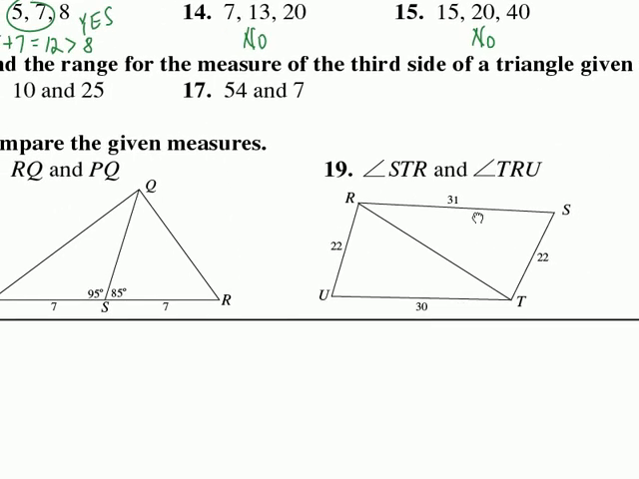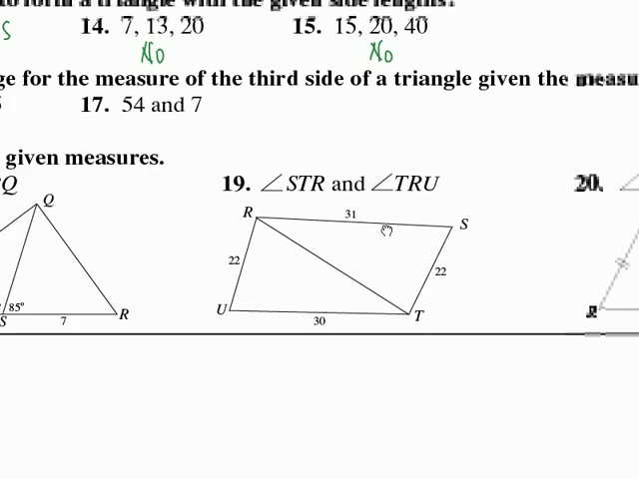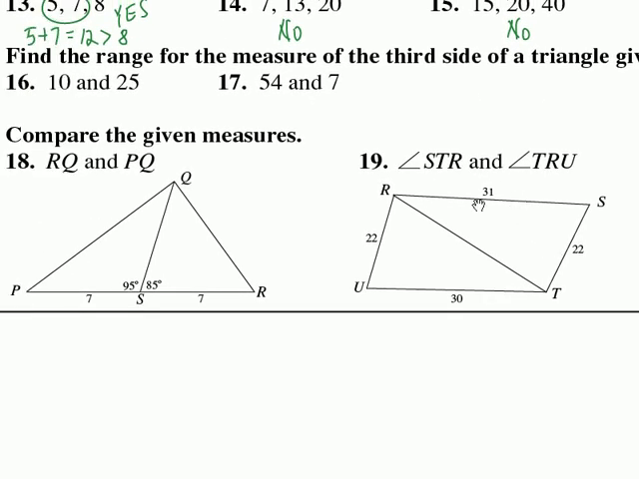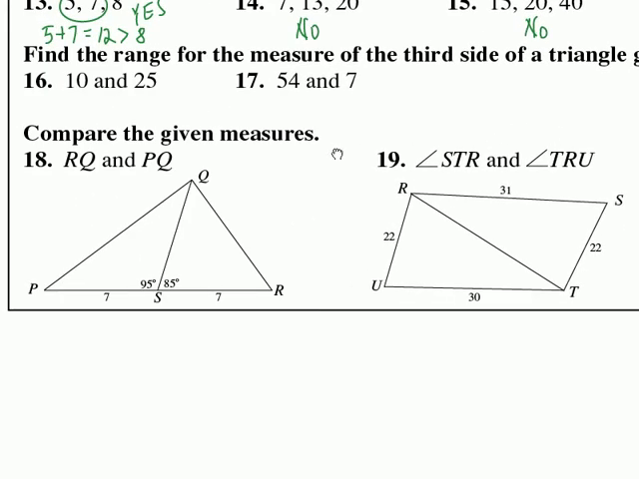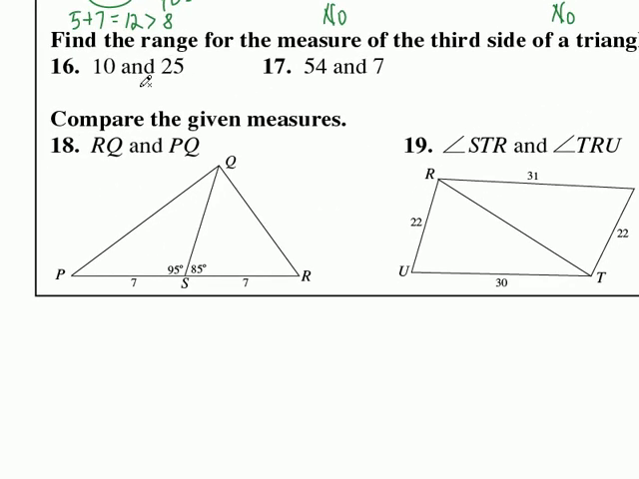All right, let's look at this one right here. It says, find the range for the measure of the third side of a triangle given the measures of the two sides. All right, so these are the measures of the two sides. So what it means is, what can the third side be? Now remember, the two have to add up to be bigger than the third one, right? So what possible answers? There's not just one answer for my third side. There's a whole range of different answers for it. Do you remember how to find that range?